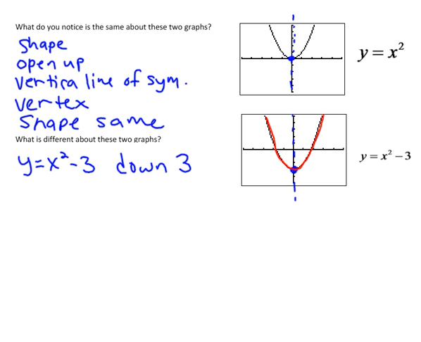This one here, the second graph, has 2 places where it intersects the x-axis. So those are called x-intercepts. This one, it's down 3. It also has 2 x-intercepts. The first one only has 1 x-intercept. These are different things we can look at when we're comparing graphs.